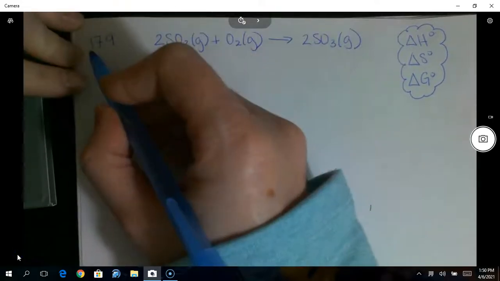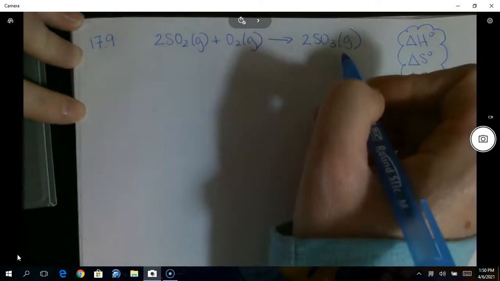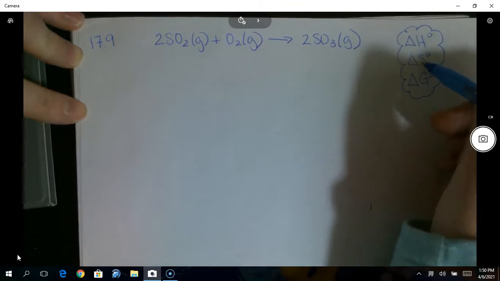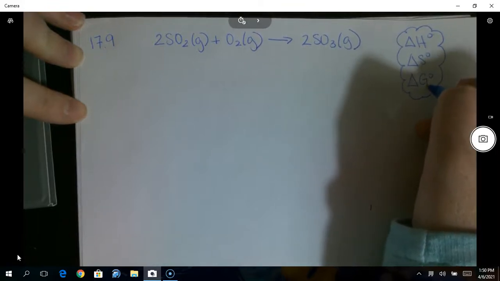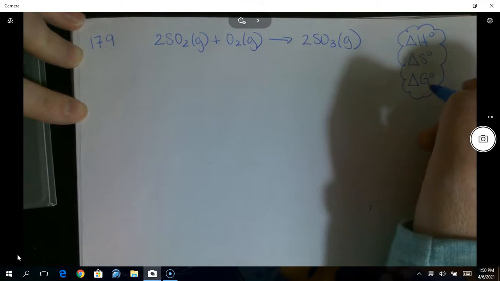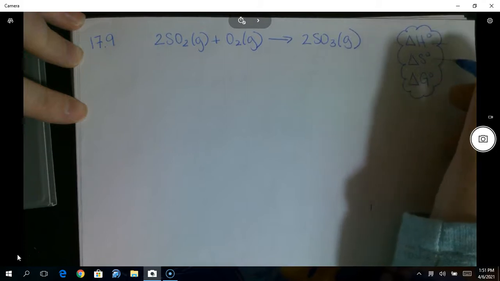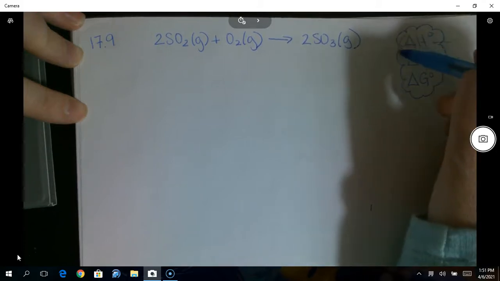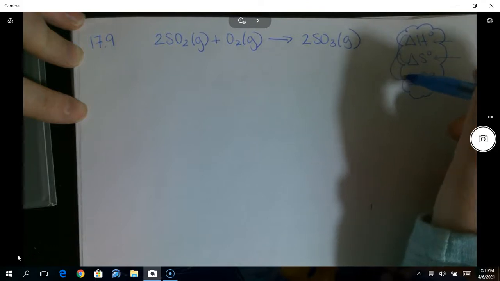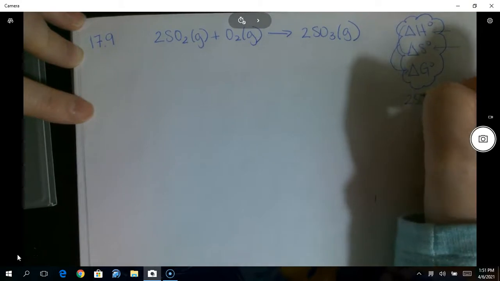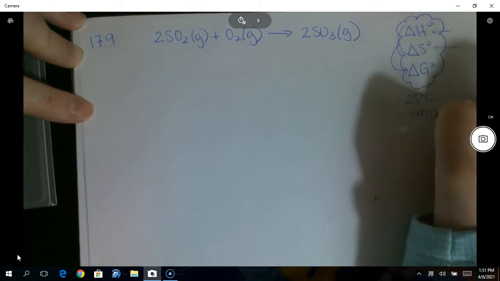All right, so for example 17.9, we've got another equation. And we want to find the change in enthalpy, the change in entropy, and the change in Gibbs free energy. We're given the enthalpy of formation, and we're given the standard entropy per mole for each substance. So you're given the data to come up with this, you're given the data to come up with this, but then you have to use these bits to come up with your Gibbs free energy. You're also told that this is happening at 25 degrees Celsius and it's kept at 1 atm. We'll need that later.